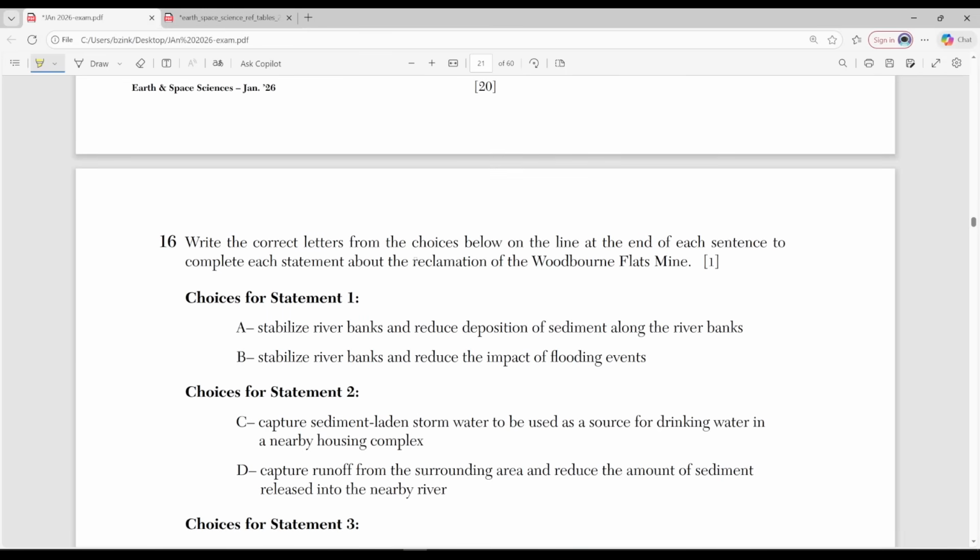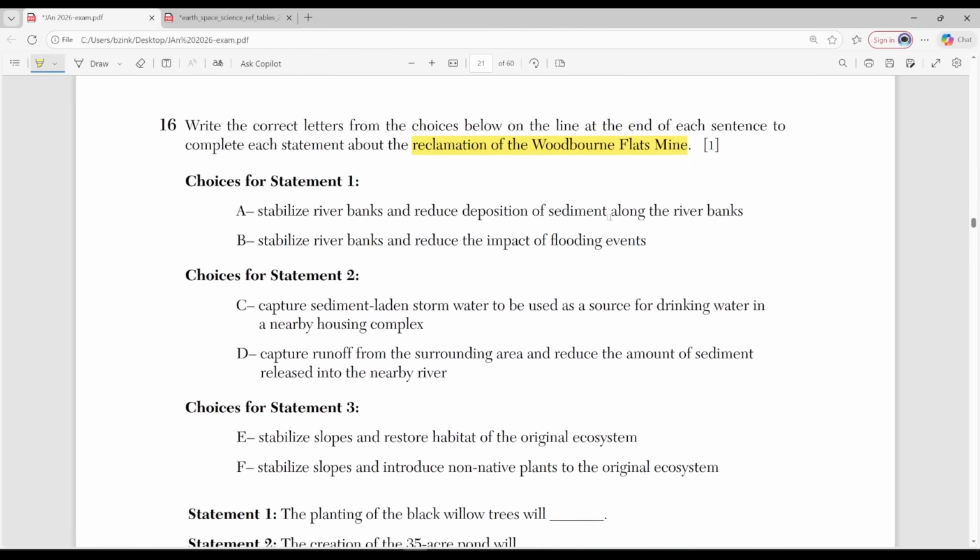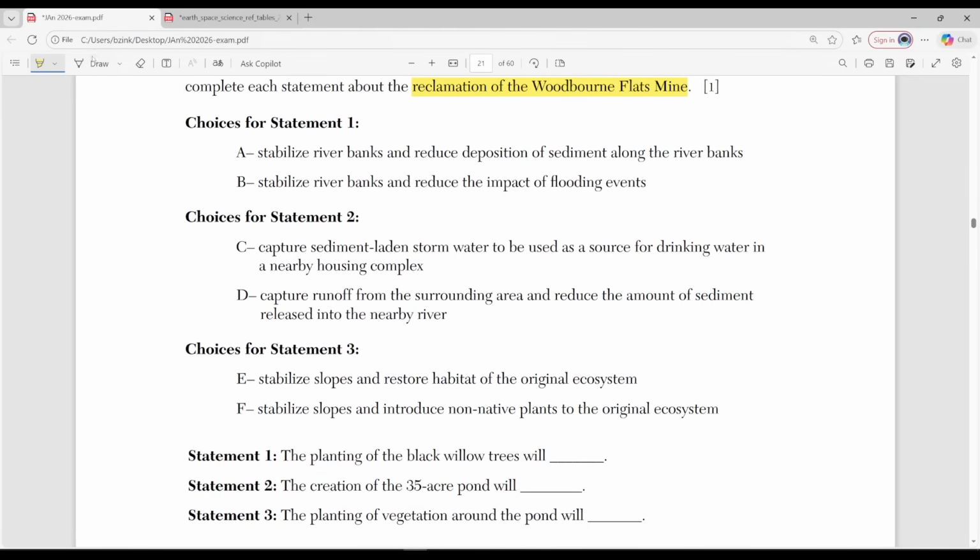Write the correct letters from the choices below on the line at the end of each sentence to complete each statement about the Woodburn mine flats. Okay, so we're just gonna write A or B for both of them based on what it says. Okay, ready? The planting of the black willow trees will stabilize the riverbanks, yes. Reduce the impact of flooding, probably because the trees are going to do a lot of absorbing of water. This says reduce deposition of sediment. No, there's going to be more deposition because we're going to stabilize the riverbank. So I'm going to say B.